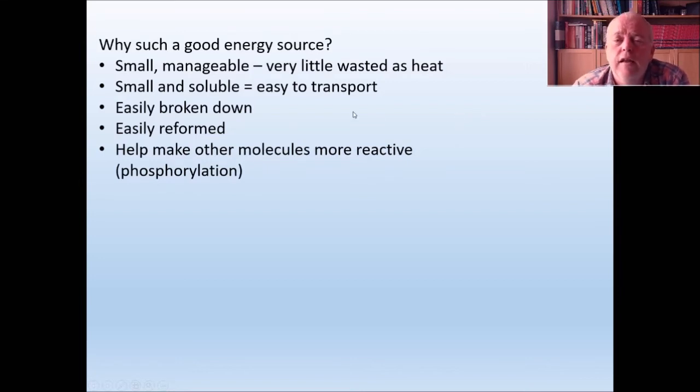That phosphate can be used to help make other molecules much more reactive. And when we phosphorylate, that's the process of adding phosphate onto another molecule, we're making those molecules more reactive. We're effectively putting more energy into that other molecule that's being phosphorylated, and therefore increasing the likelihood that that molecule can then be involved in a particular reaction because it has more energy associated with it. So a really important process.